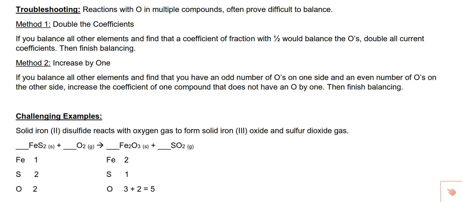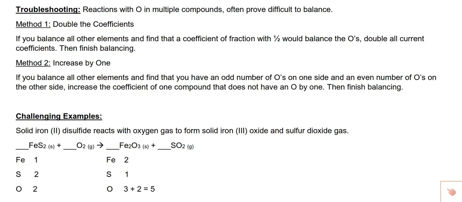Method number 1, we would just go ahead and double whatever coefficients we have currently. So if we balance all the other elements and we find that a coefficient of a fraction with 1/2 would balance the O's, then a strategy would be to double all the current coefficients and then to finish balancing. Let me show you how we would use method 1.